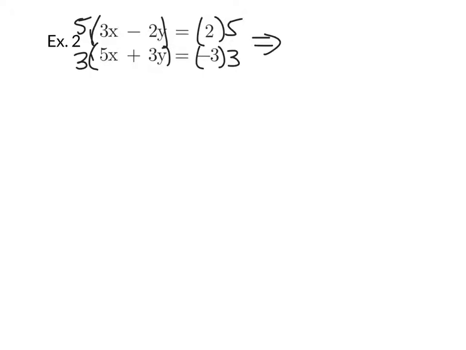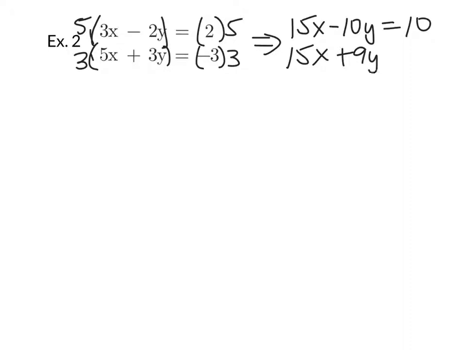The new top equation will be 15x minus 10y equals 10. I multiplied every term on both sides by 5. And then the second equation will be 15x plus 9y equals negative 9. And again, I multiplied every term on both sides by 3.